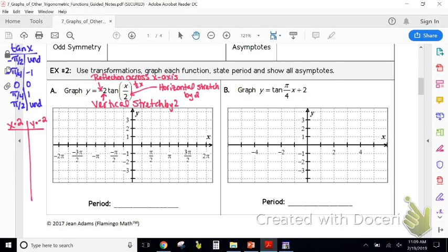So take all of your x's here in your parent table, and we're going to multiply them by 2. So 2 times pi over 2 is pi. 2 times pi over 4 is pi over 2. You know what? These are negative. I didn't say negative when I did them. What's 2 times 0? It's 0.